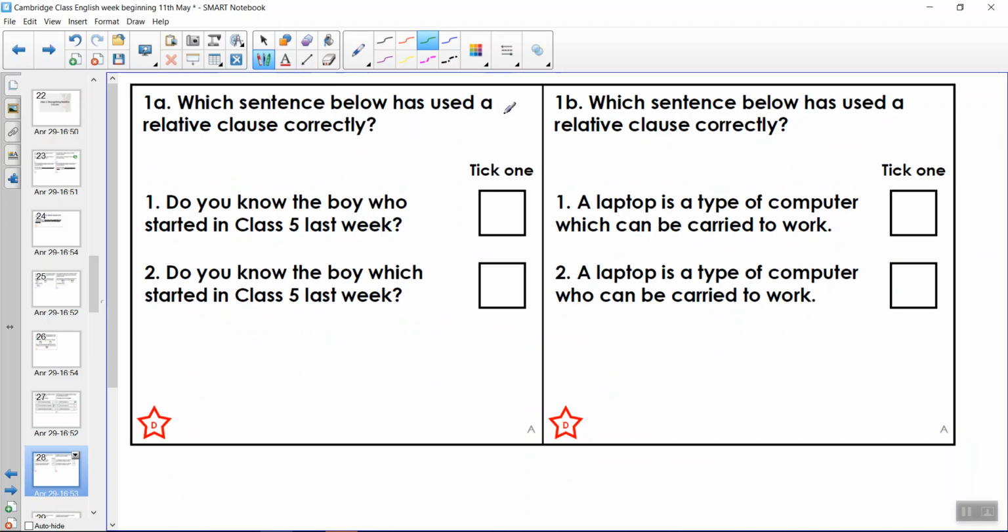Which sentence below has used the relative clause correctly? Do you know the boy who started in class 5 last week? Do you know the boy which, oh well, who is a person, isn't it? That's got to be there. A laptop is a type of computer which can be carried. A laptop is a type of computer who? Well, who is for a person. A laptop's not a person. So I'll have that one there.